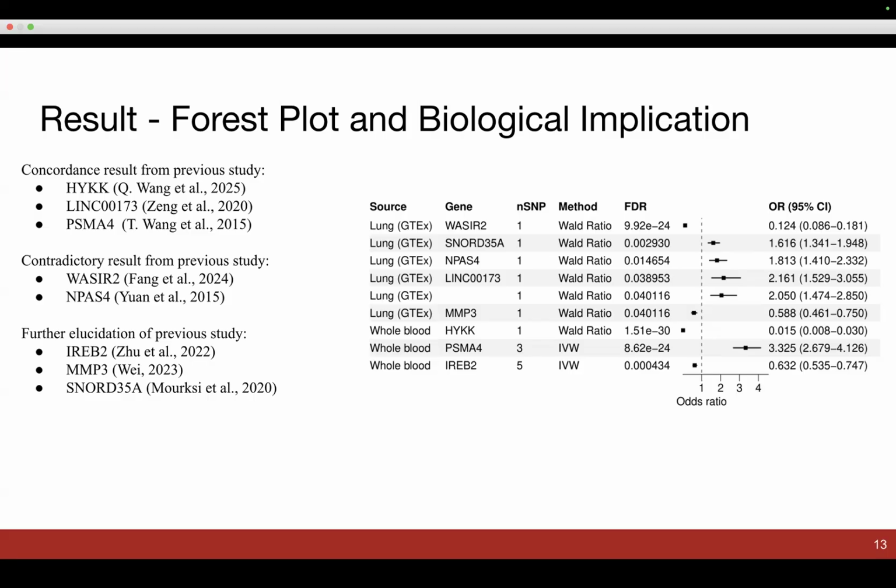Lastly, the small RNA SNORD35 has been proposed as a diagnostic biomarker in previous findings. However, no functional relevance was mentioned in previous studies, and now we see that it is a gene that can be causal to non-small cell lung cancer.